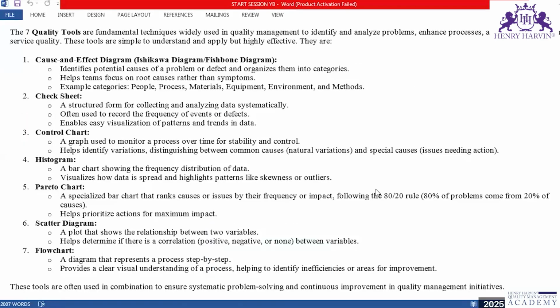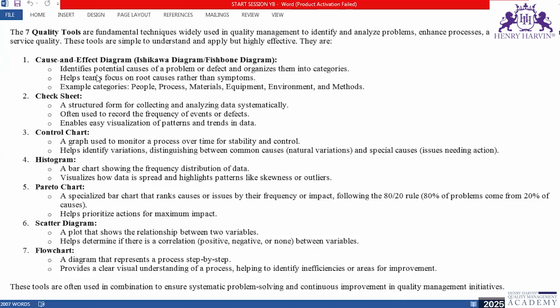Now, what we are going to talk about is some examples that we can understand with 7 quality tools. 7 quality tools are fundamental techniques widely used in quality management to identify and analyze the problems, enhance the process, and ensure product or service quality. These tools are simple to understand and apply, but highly effective. And these are my cause and effect diagram, check sheet, control chart, histogram, Pareto, scatter, and flow chart. Now let's see one by one.